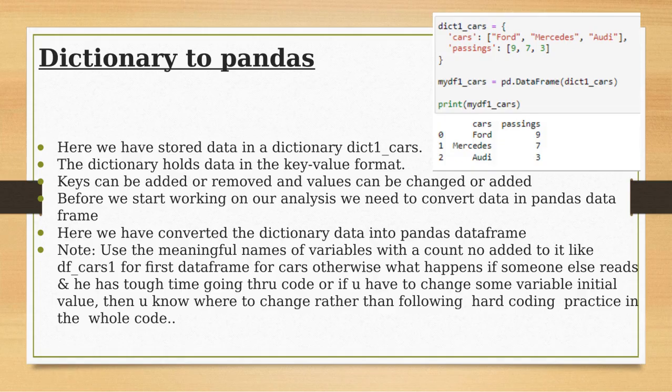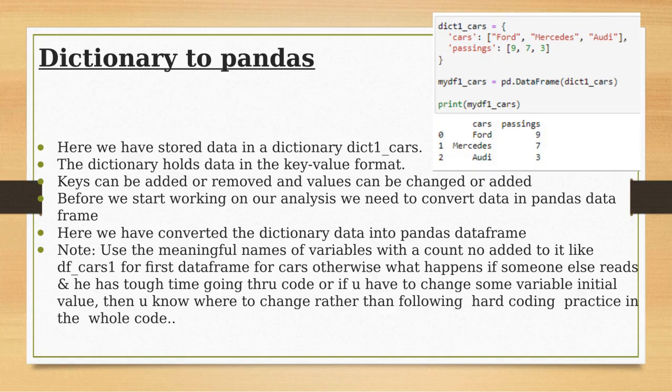However, before performing data analysis with pandas, the data should be converted into a data frame. A data frame organizes the data into rows and columns, making it easier to view, manipulate, filter, sort, and analyze. We perform this conversion using the pd.DataFrame function and pass the dictionary as its argument. The resulting data frame is stored in the variable mydf1_cars. Finally, we use the print function to display the data frame. Notice how the dictionary data is automatically arranged into a clean tabular format with row indexes and column names.